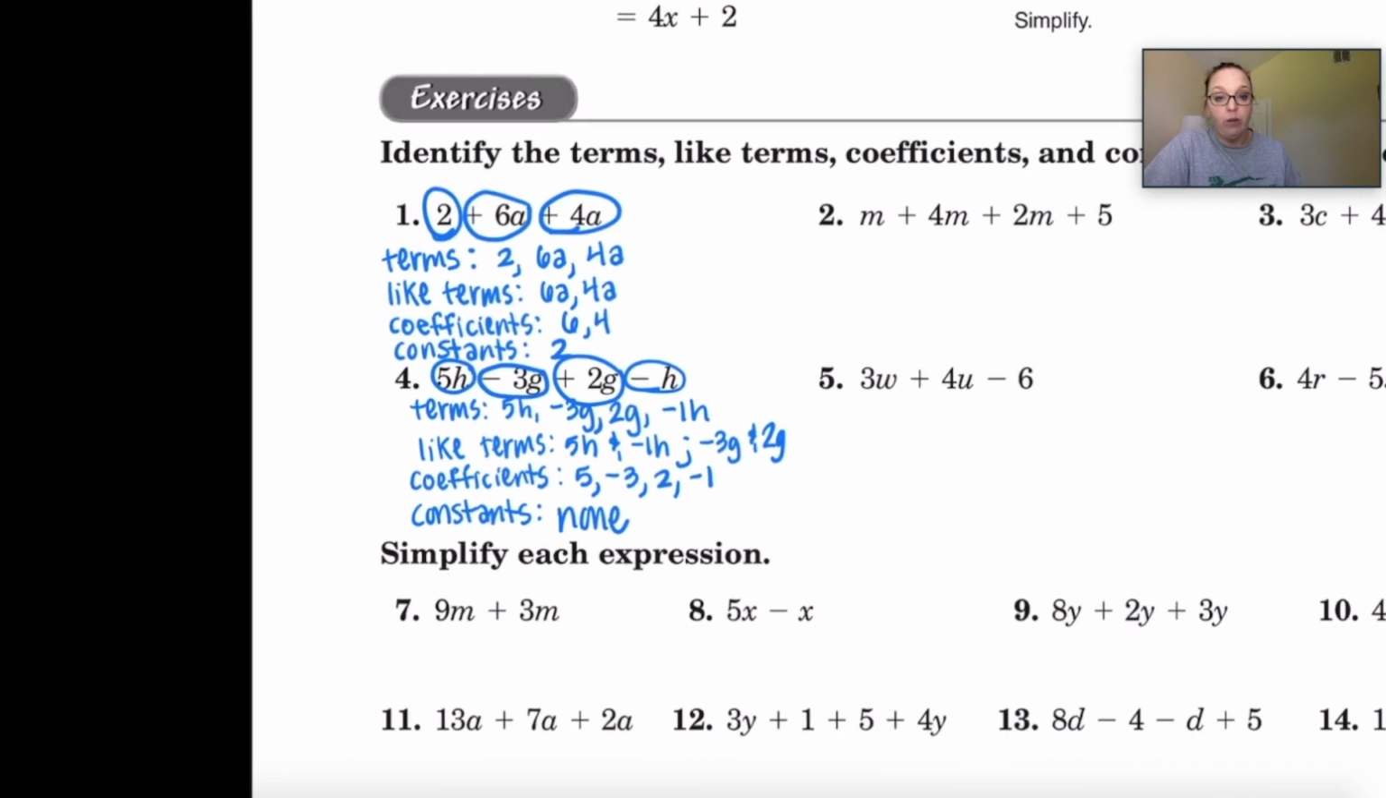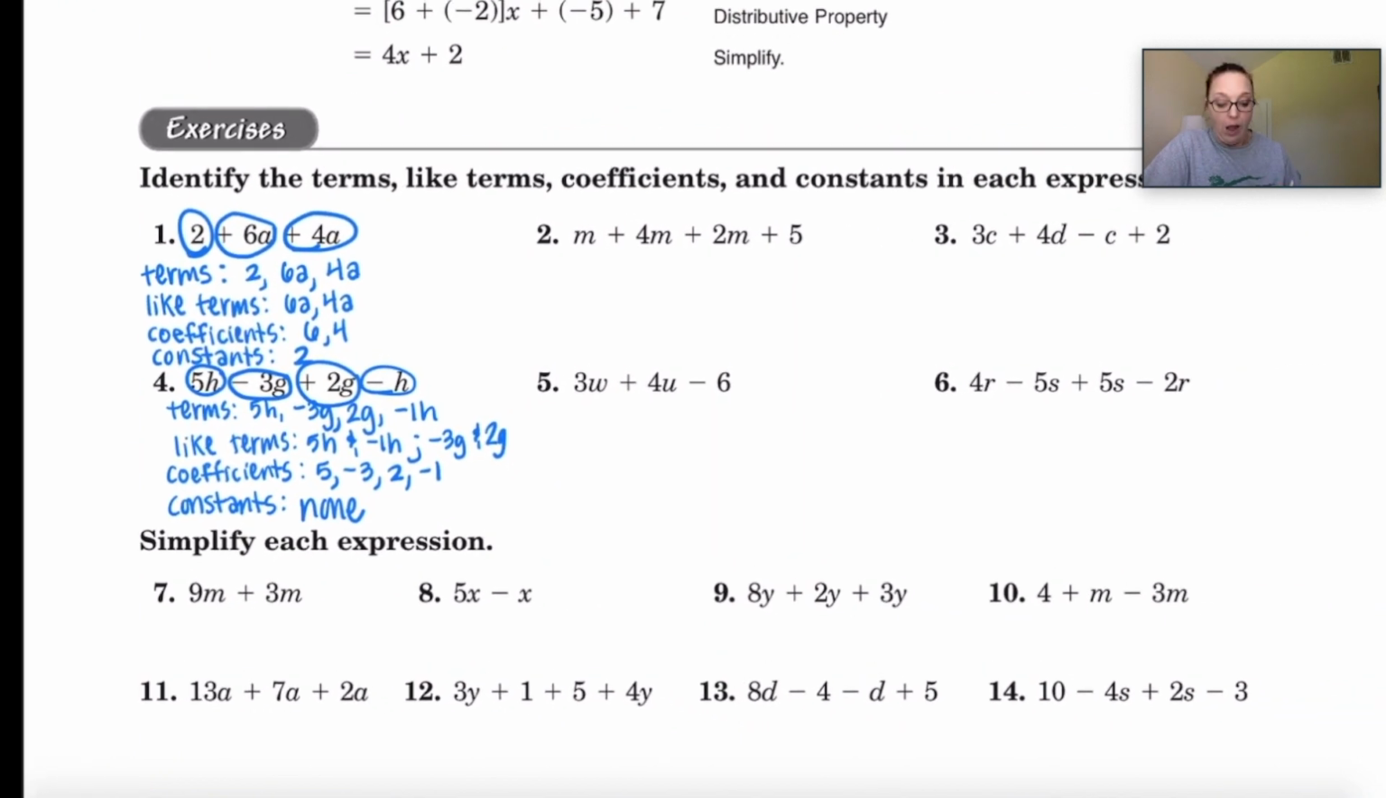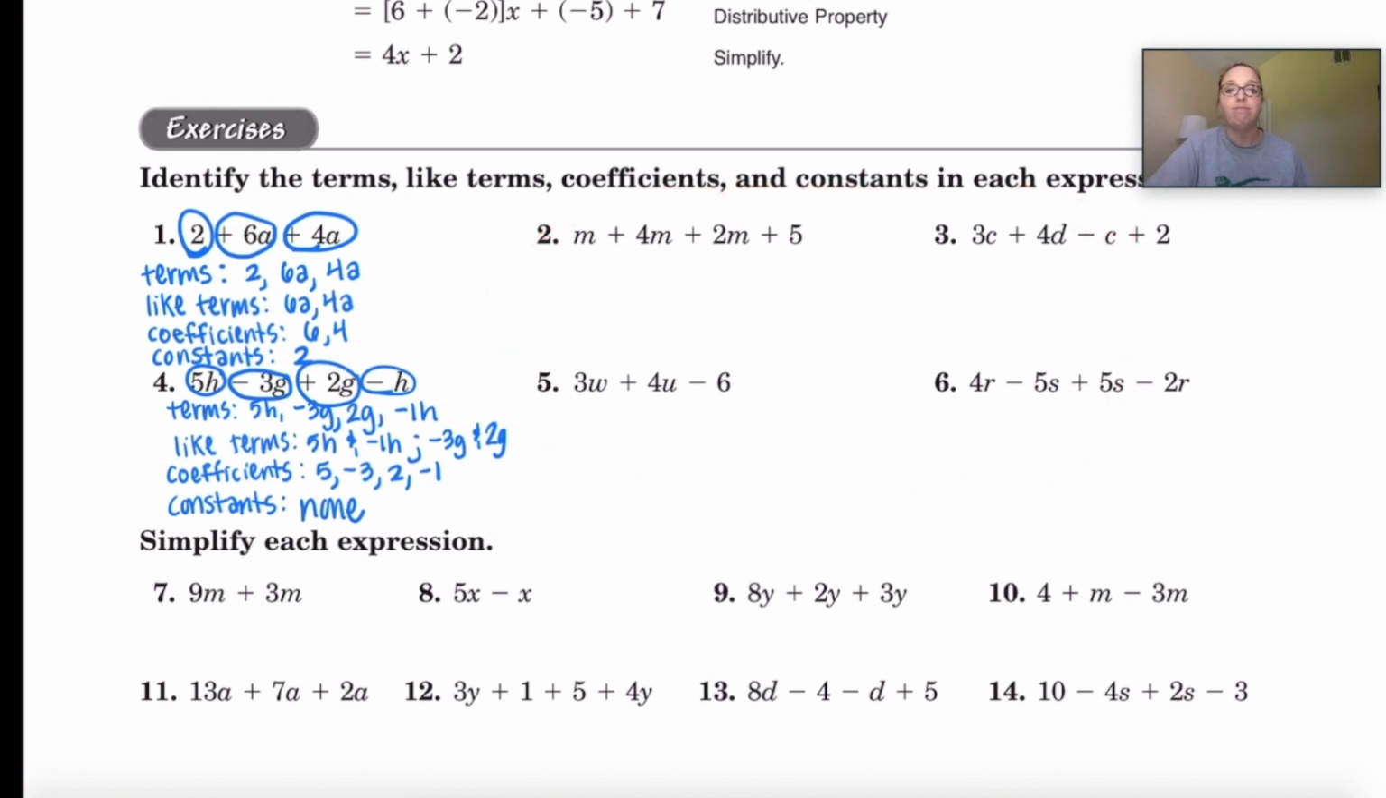Okay, so what I want you to do right now is, I've done problems 1 and 4. I want you to finish just problems 2 through 6 right now. So I want you to pause the video, do 2 through 6, and then when you come back, we'll talk about the next section here. Okay, so good luck with that.